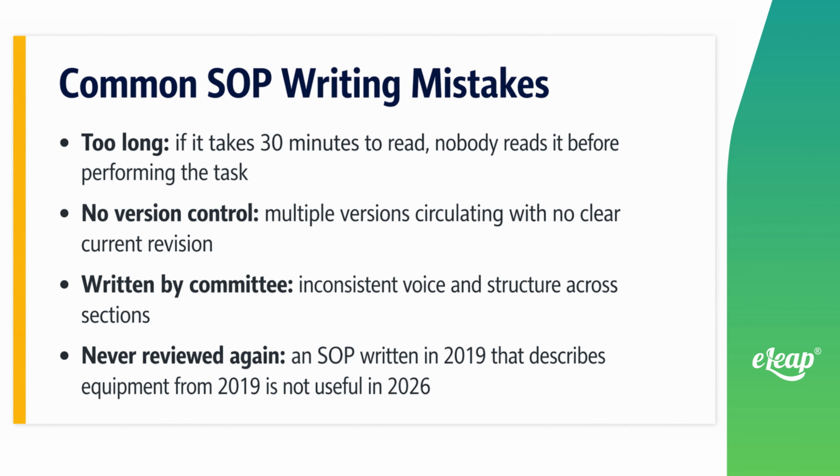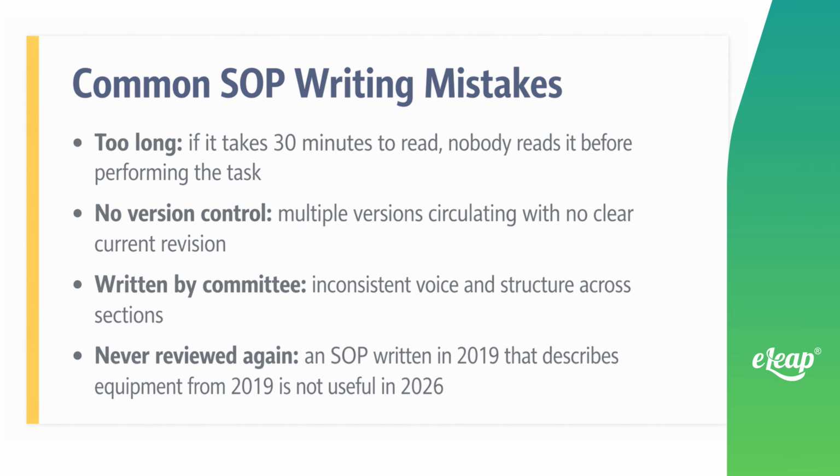And never reviewed again. An SOP written in 2019 that describes equipment, systems, or processes from 2019 is not a controlled document. It is a historical artifact. SOPs need a defined review cycle and someone accountable for enforcing it.